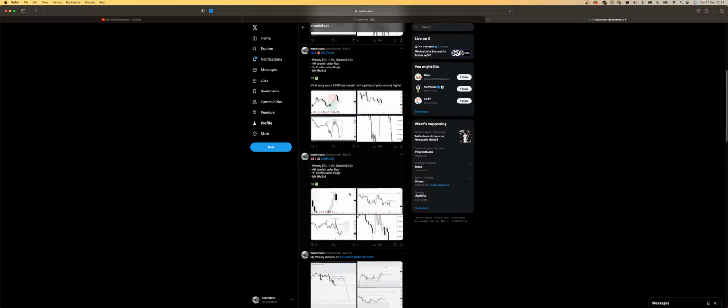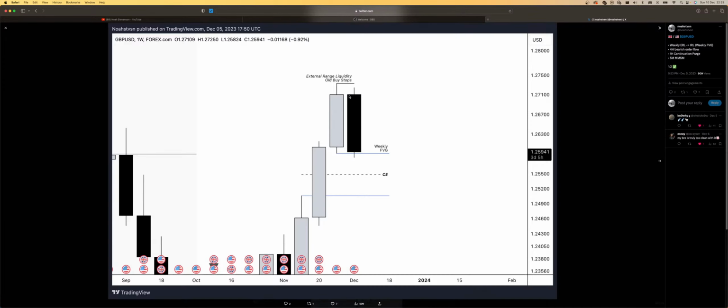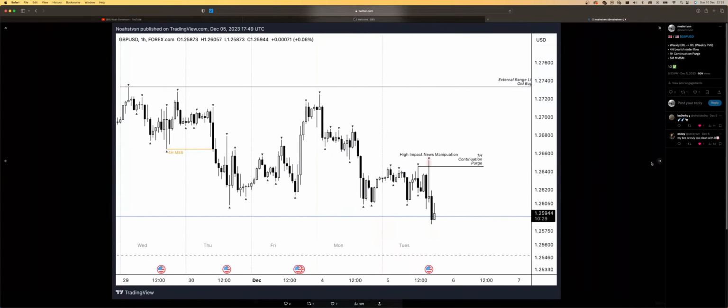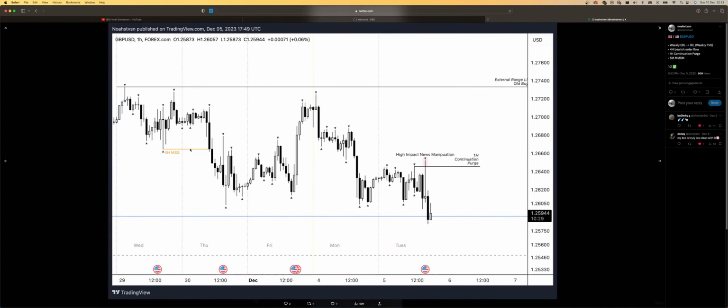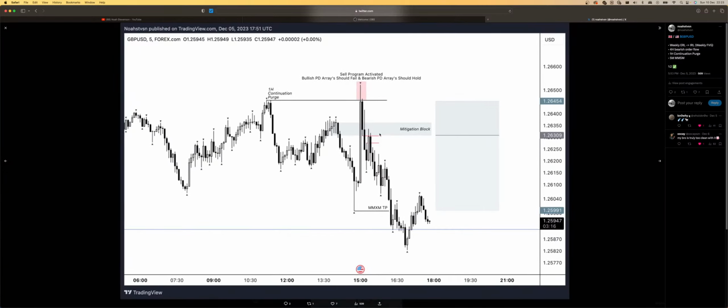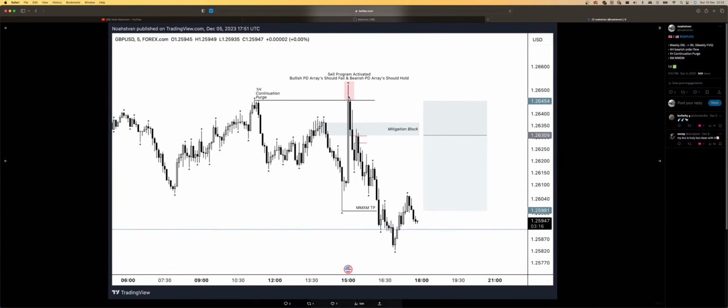Oh yeah, one more. Pound dollar, I was looking for us to fill this weekly fair value gap, which we did on this day. Literally again, look, we're in 4-hour market structure, high impact news manipulation during the kill zone. And then look at this again, look how price just comes up, it wicks us out, so it takes out all these stop losses. And then this one's a bit different.